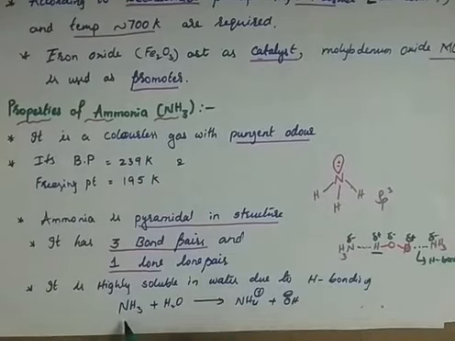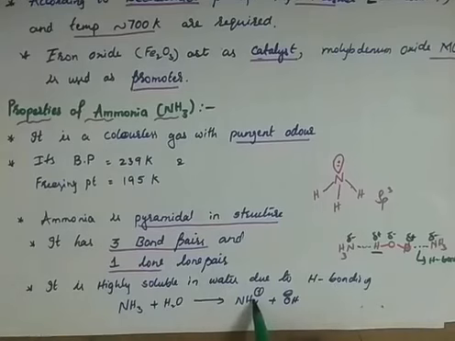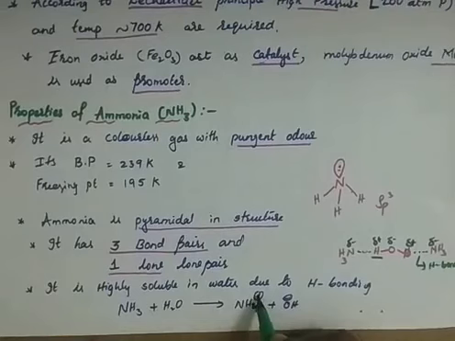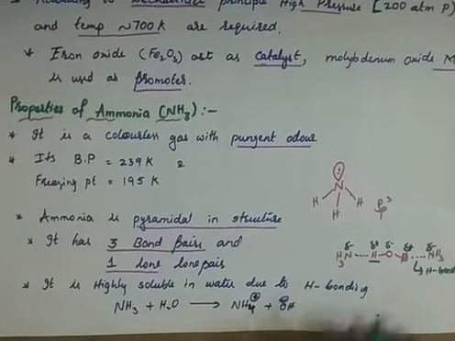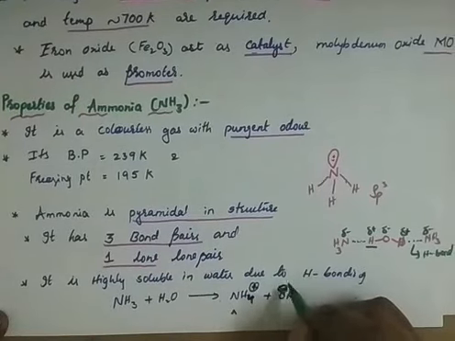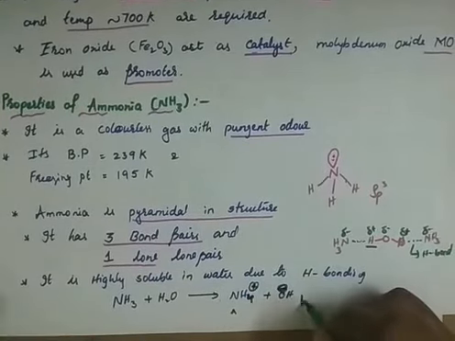You can write the reaction here. NH3 with water, NH4 plus is formed. NH4 plus, ammonium ion. Wherever you have written NH4, it is NH4 plus, ammonium ion. Then OH minus is produced. OH minus means it is basic in nature, right?